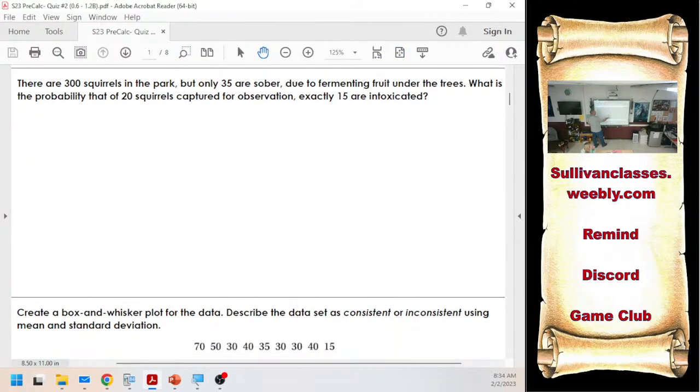We reviewed probability. And the biggest thing in that probability that we had trouble with was combinatorics because many of us had never seen it before. There are 300 squirrels in the park, but only 35 are sober due to fermenting fruit under the trees. Yes, this is actually a thing. What is the probability that of the 20 squirrels captured for observation, exactly 15 are intoxicated?